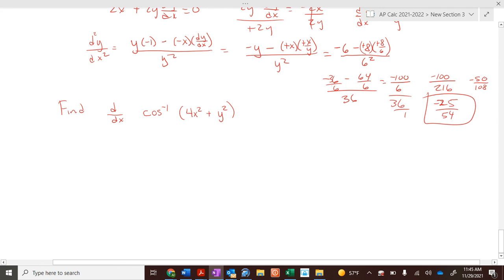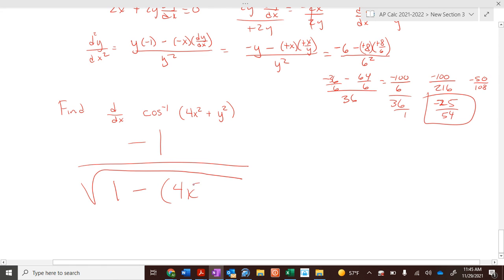Find the first derivative of that bad boy. Okay. It's the inverse cosine. Cosine to the -1. That's like arc sine. Arc cos, because it says cosine. Do we do the chain rule here?